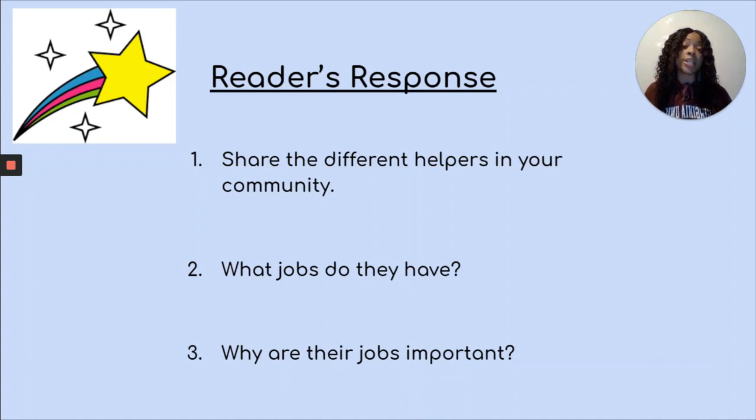Again, share the different helpers in your community. What jobs do they have? And why are their jobs important in your community? Again, Ms. Bailey is going to give you 3 options. You can write sentences, you can draw pictures, or you can write words. Any one of those options are fine with me because they are all getting us second grade ready.